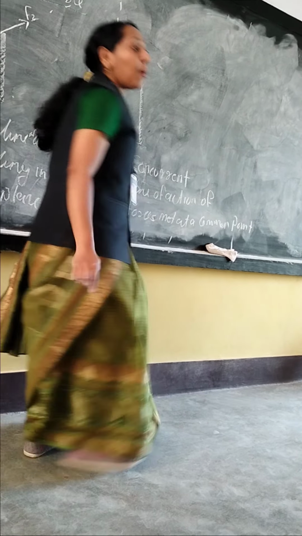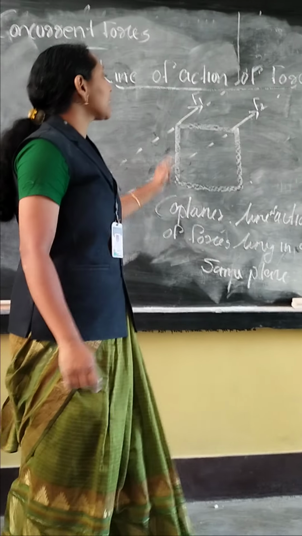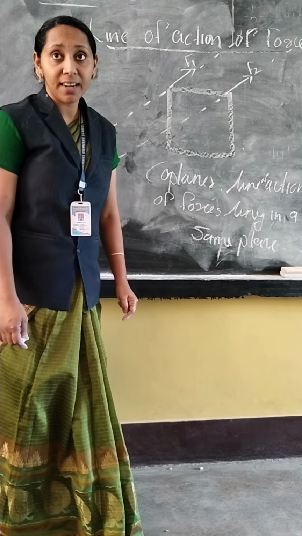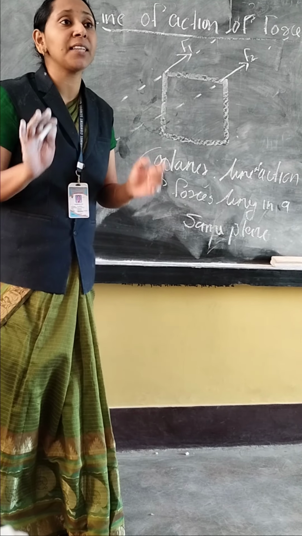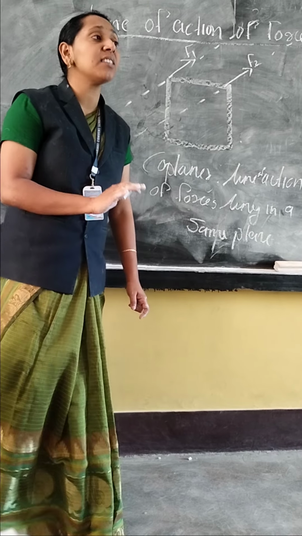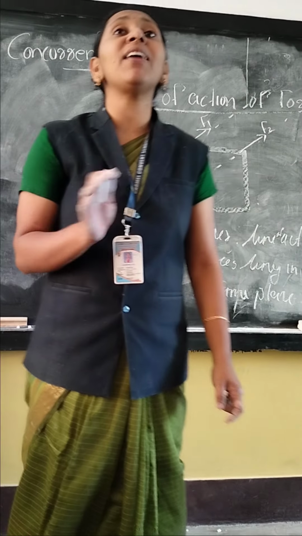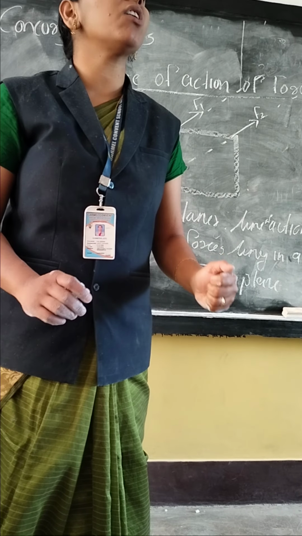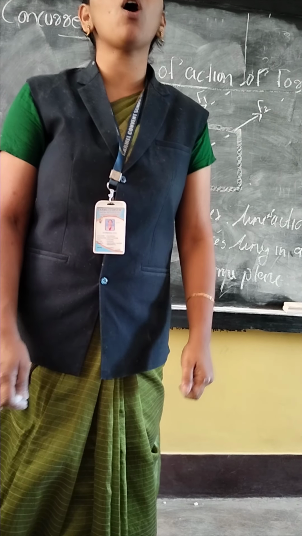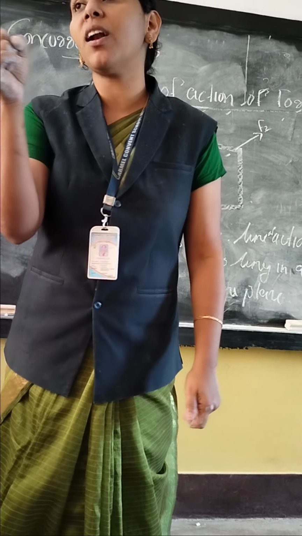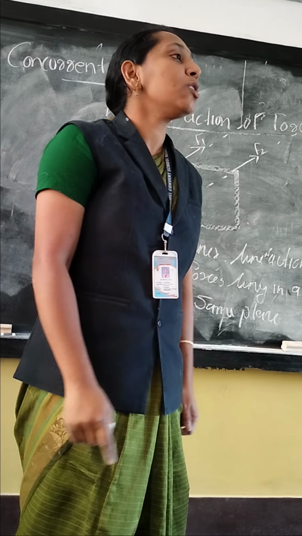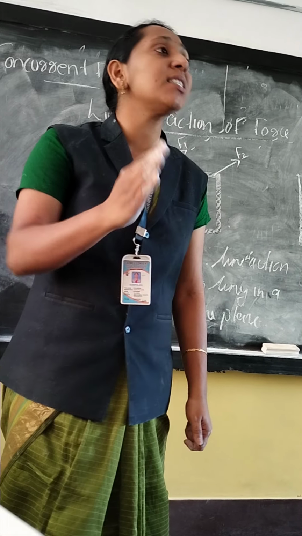Okay. Point number 2. In this case, the lines of action of forces are different, not intersecting at any point. So the body has a tendency to rotate. That means it becomes a torque. What is a torque? Force into perpendicular distance. Tenth physics, chapter number 1, turning forces. Yes. So the lines of action of forces are different.